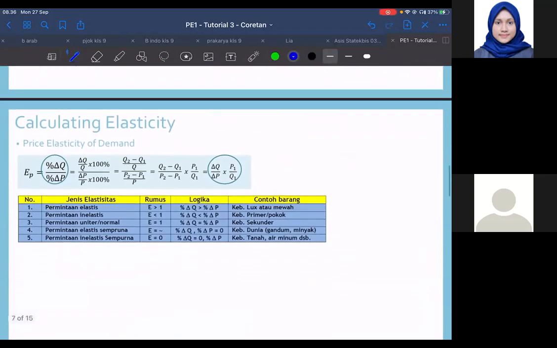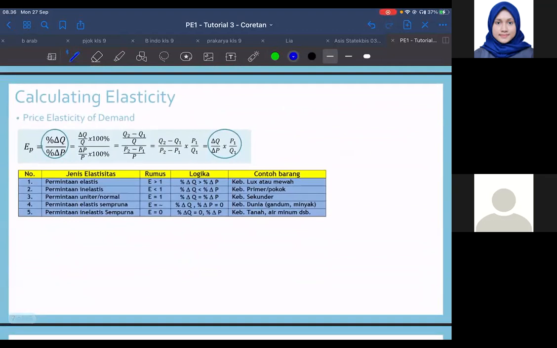Okay, now we move to the next slide. It's about calculating elasticity. Here, actually, like what I have told you about the definition of elasticity, which means that elasticity means also a sensitivity. Yeah, if price increased by 1%, the quantity demanded decreased by 5%. Here we see the percentage. By seeing the percentage, we know the sensitivity.